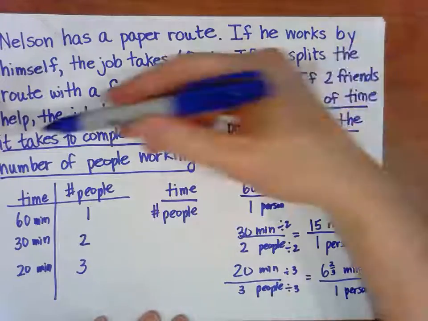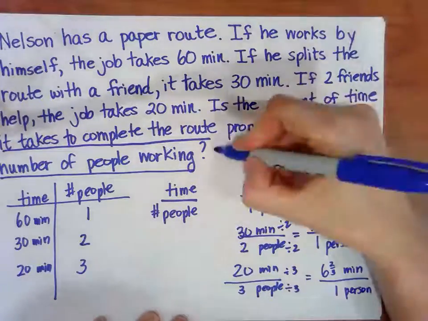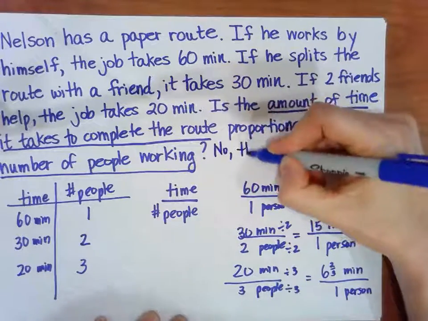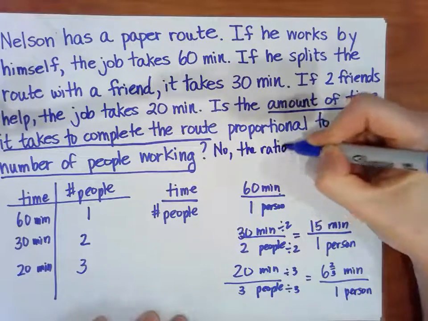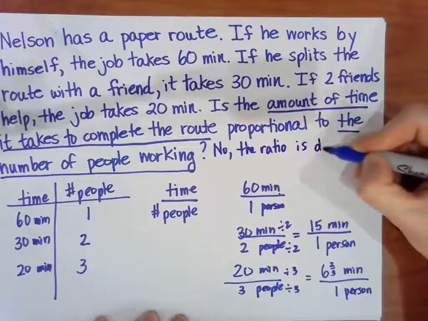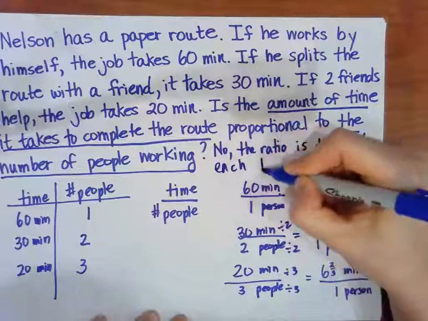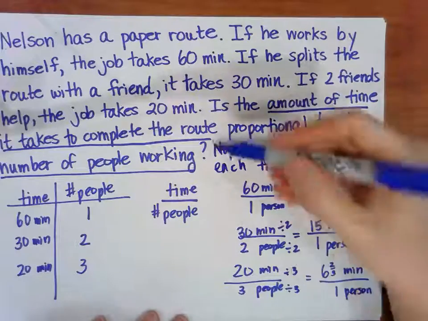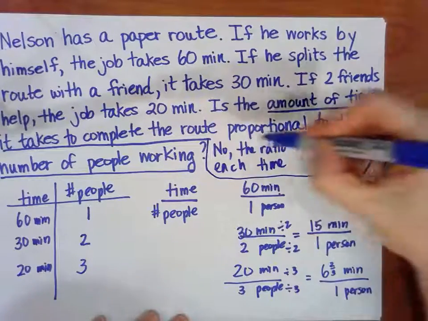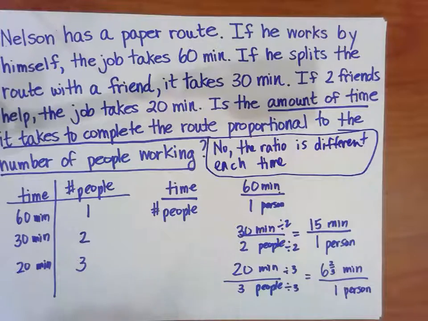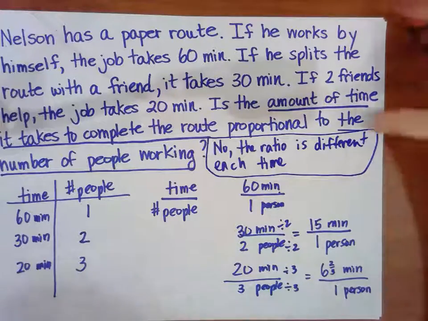So, is the amount of time that it takes to complete the route proportional? No. The ratio is different each time. So the only time we're going to have a proportional relationship is when the ratio stays the same every single time.